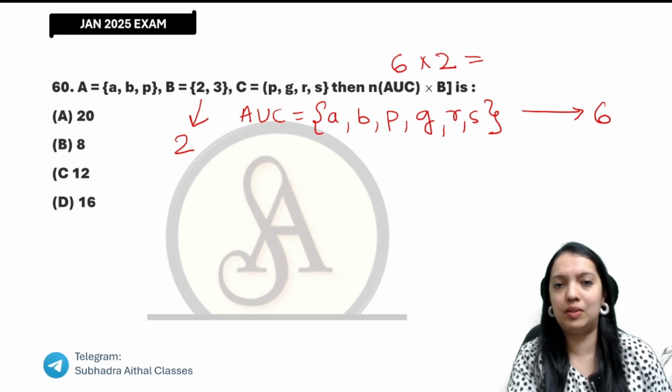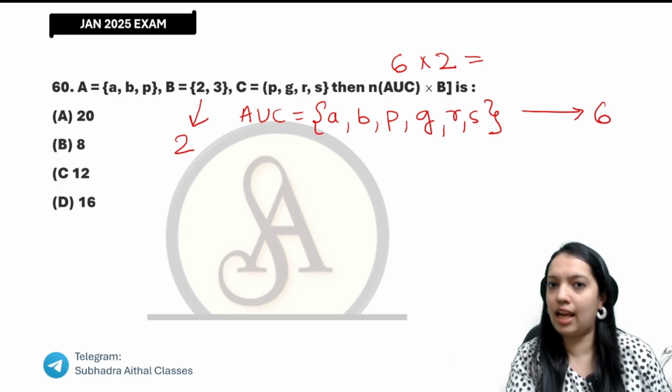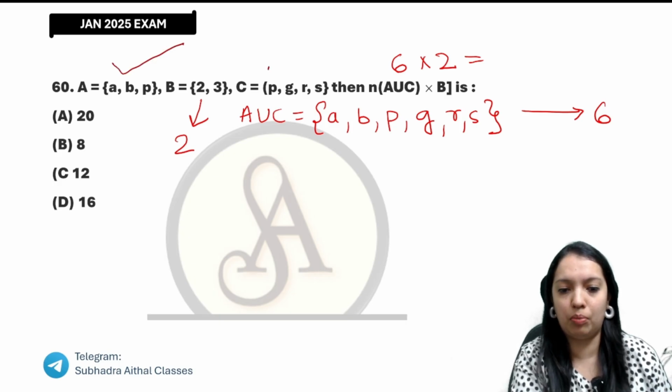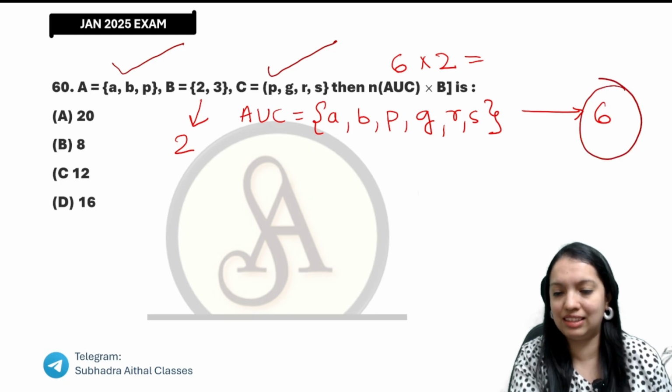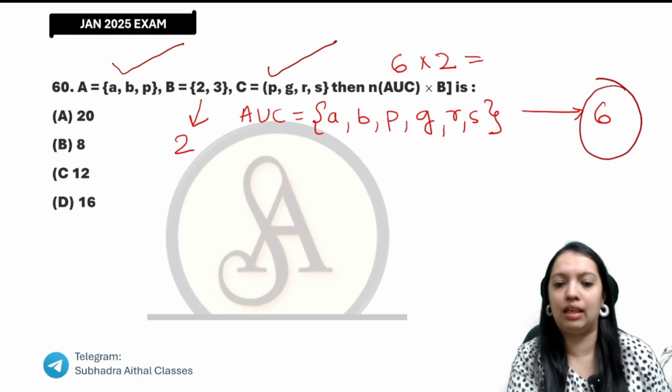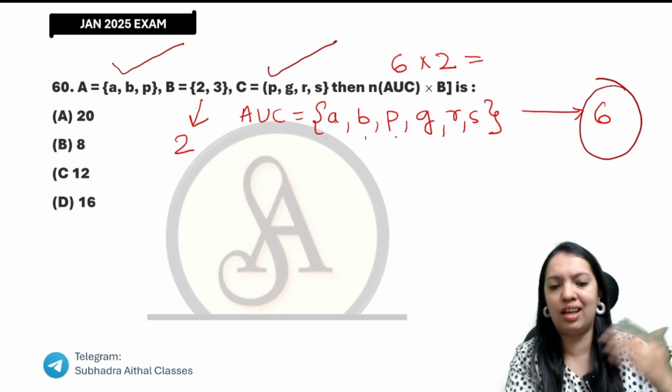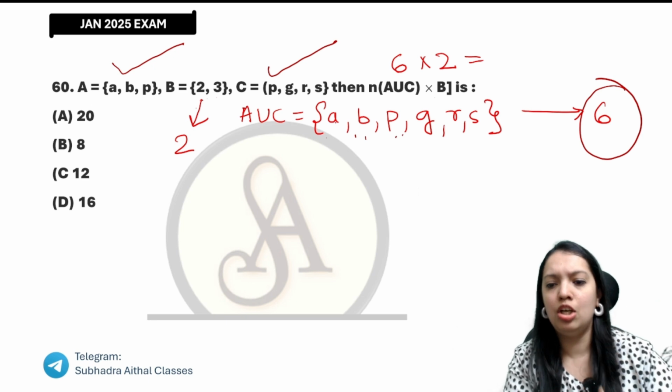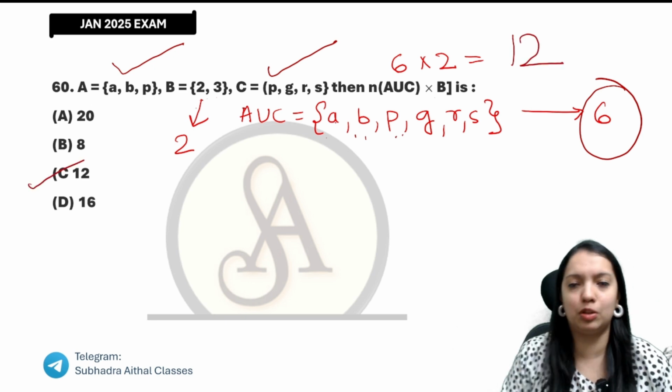Next, this is a question from sets. First find A union C. Take both the sets. I am getting a total of 6 values in that. Cross B, your answer will become A2, B2, P2, A3, B3, P3, etc. So in total you will have 12 cases over there.